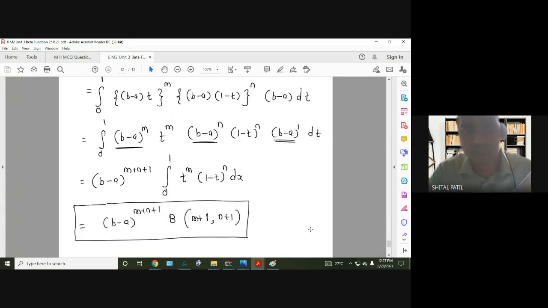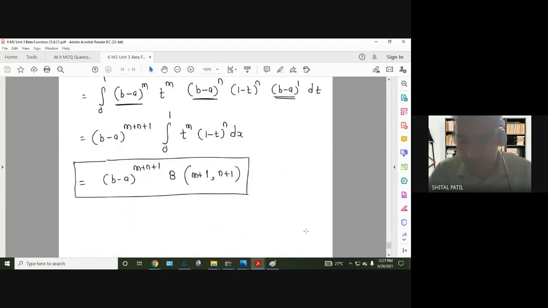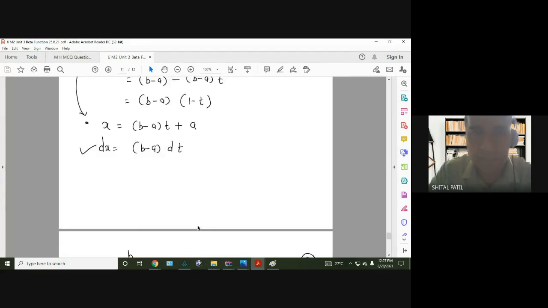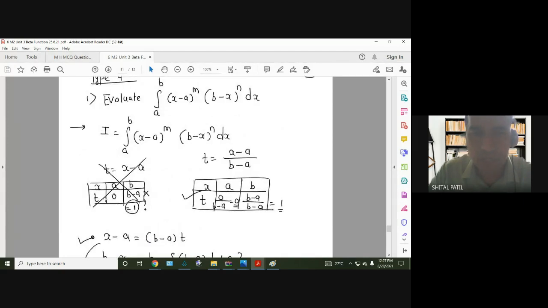Change the page. I think the last was 51. Let me start with page number 52. I will start with the previous example. Remember, in this example, concentrate.